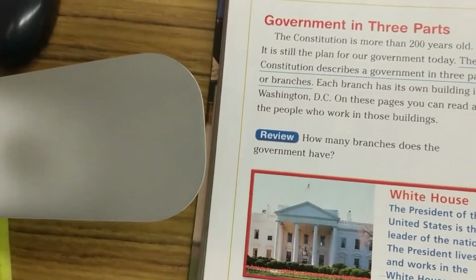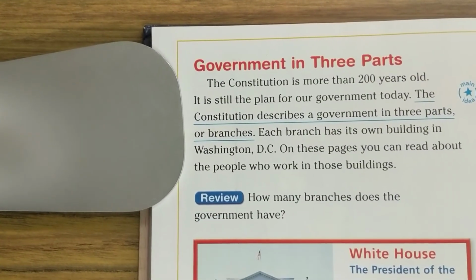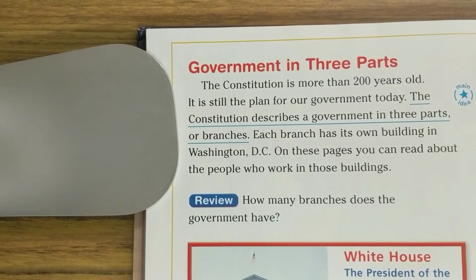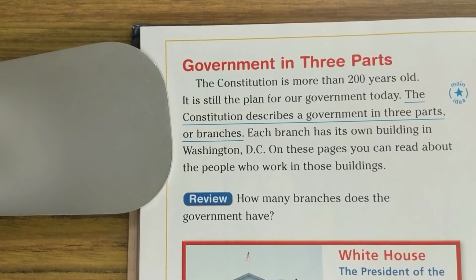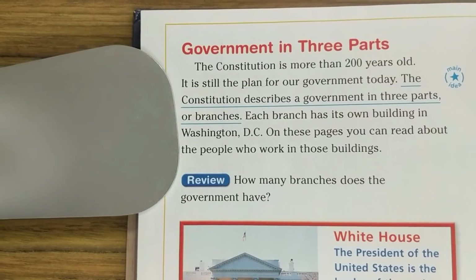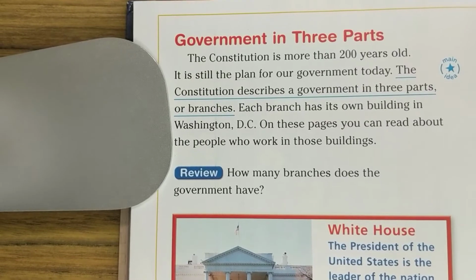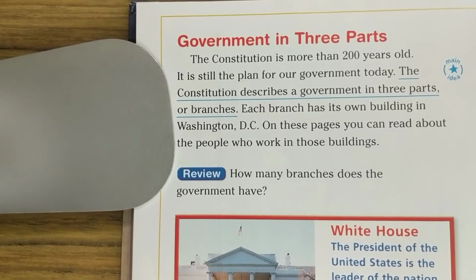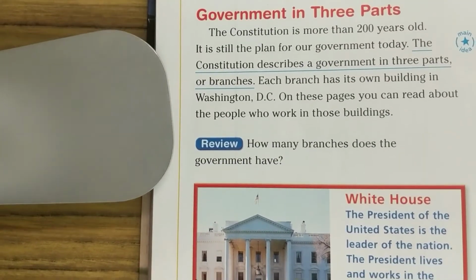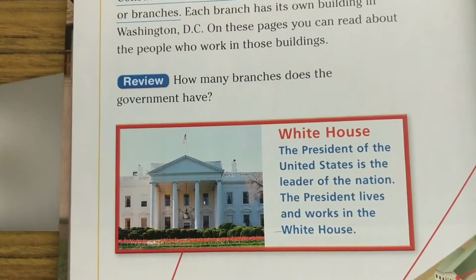Okay, we're on 318. Make sure you have your following finger along with me. The government in 3 parts. The Constitution is more than 200 years old. It is still the plan for our government today. The Constitution describes a government in 3 parts or branches. Each branch has its own building in Washington, D.C. On the pages, you can read about the people who work in those buildings. And let's review. How many branches does the government have?